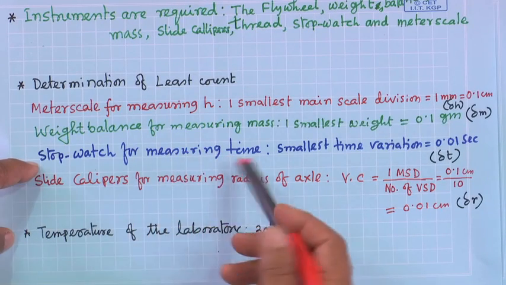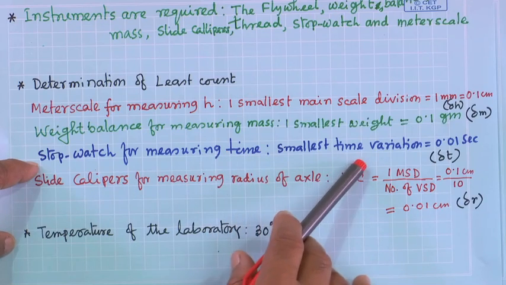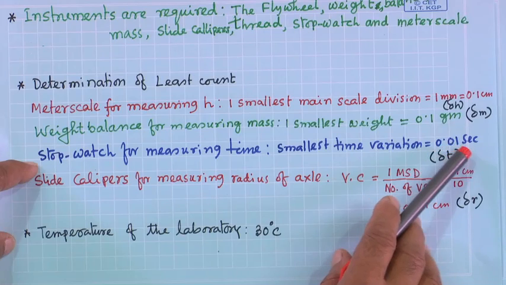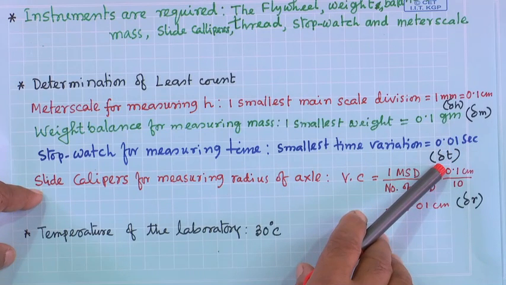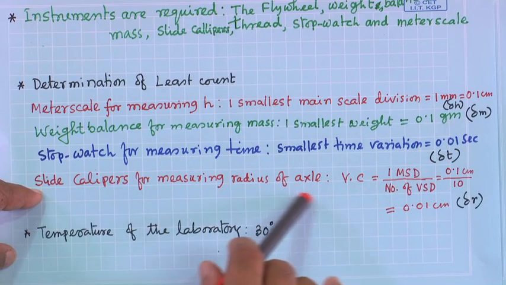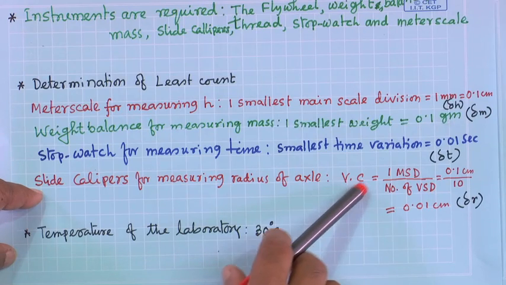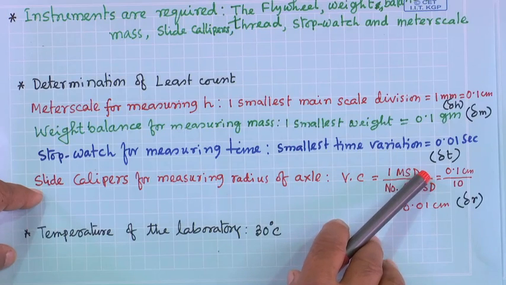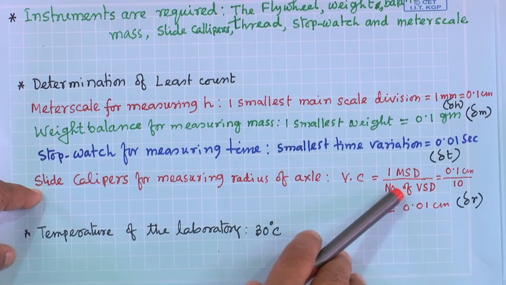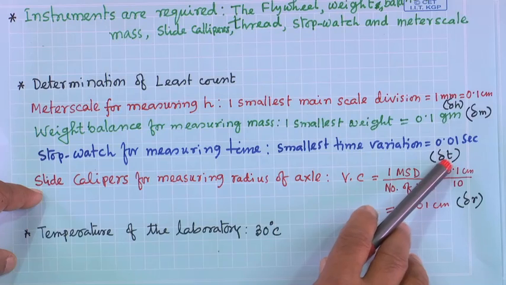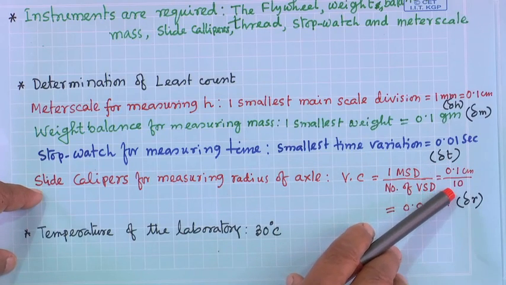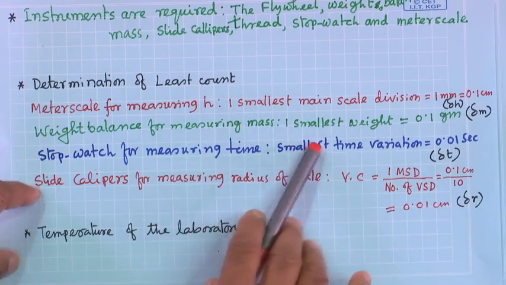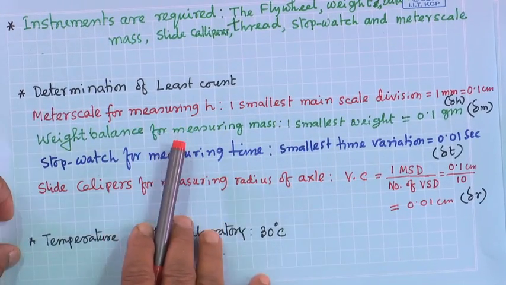For the stopwatch we have already used, the smallest time variation you can detect is 0.01 second. That is delta t. Slide calipers are for measuring the radius of the axle. The vernier constant is one main scale division divided by the total number of vernier scale divisions, so 0.1 centimeter by 10. This is 0.01 centimeter, that is delta r. All these things you first have to find out and note down.